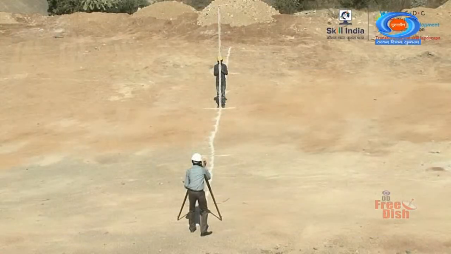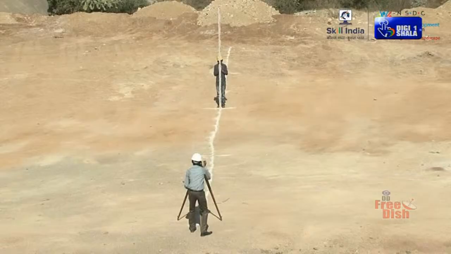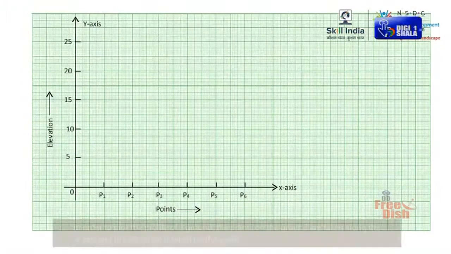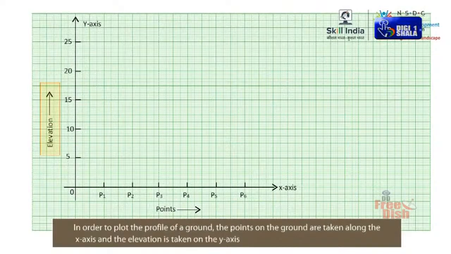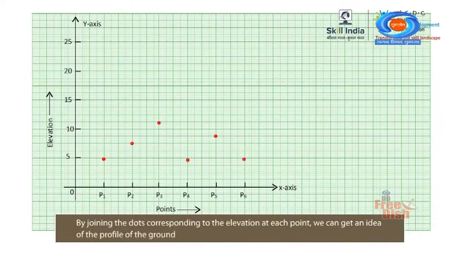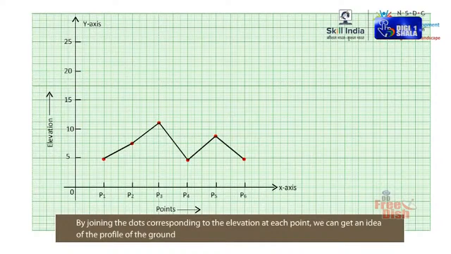You have seen that profile leveling helps you to find out elevations at several points at fixed intervals of distance along a line on the ground. In order to plot the profile of the elevation of the ground at each such point, a graph can be plotted, with the points taken along the x-axis and the elevation at each point taken on the y-axis. By joining the dots corresponding to the elevation at each point, we get an idea of the profile of the ground.